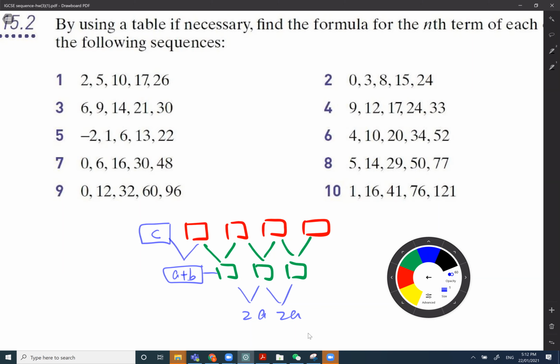We try number one. Number one is probably too easy. Number one.